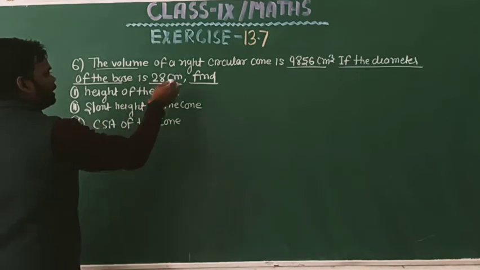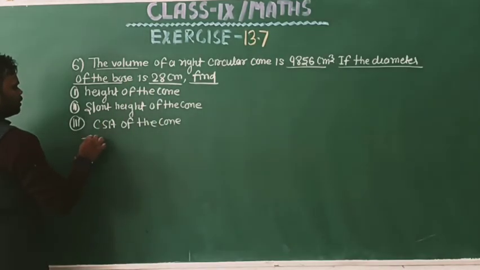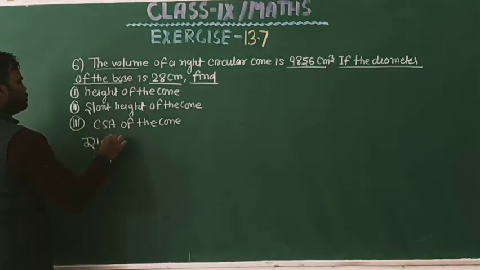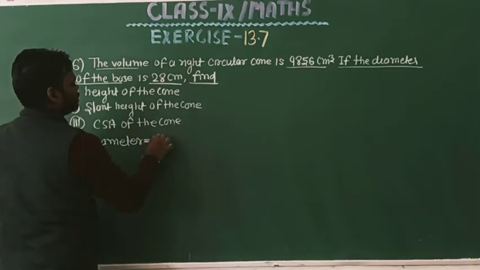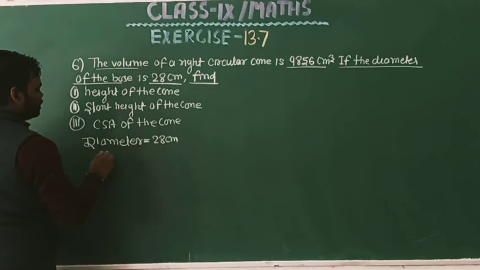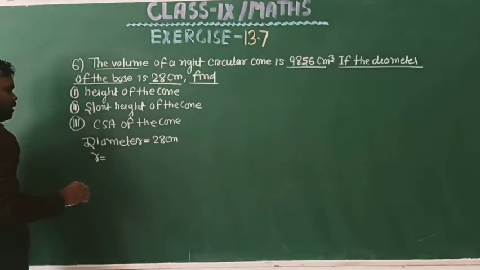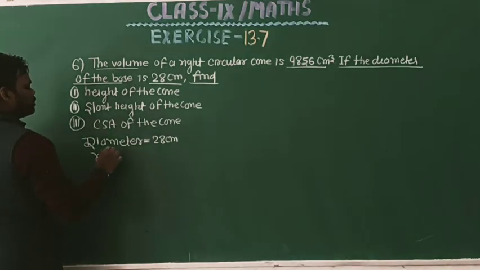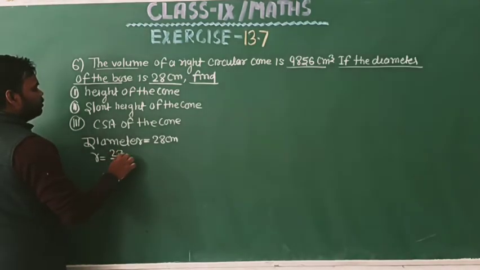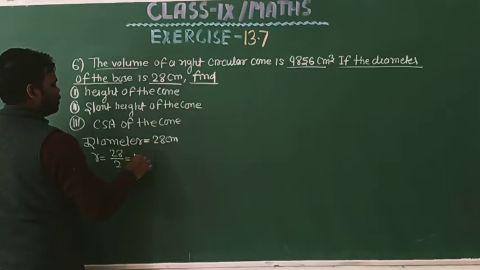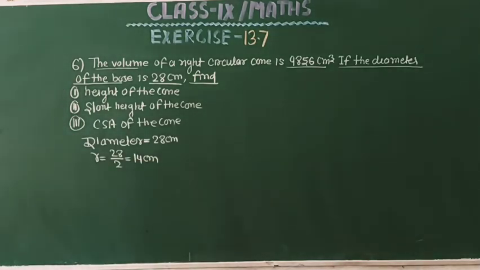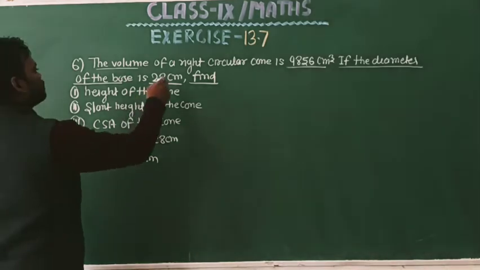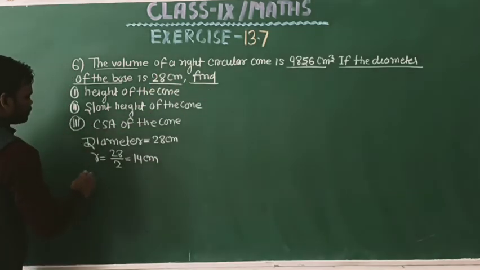The diameter of the base is given as 28 centimeter. Then we know radius is half of the diameter. So this is 28 divided by 2, equal to 14 centimeter. Radius equals 14 centimeter.